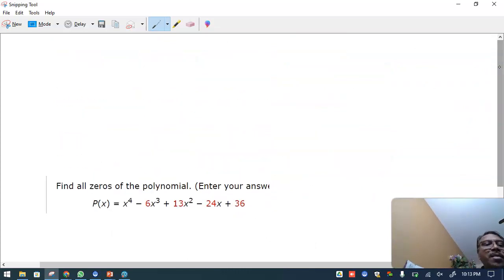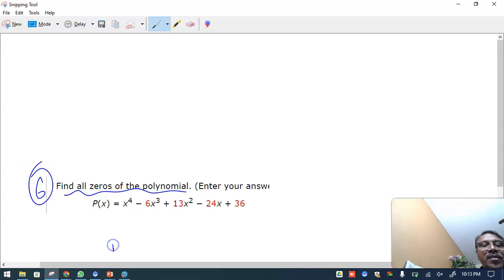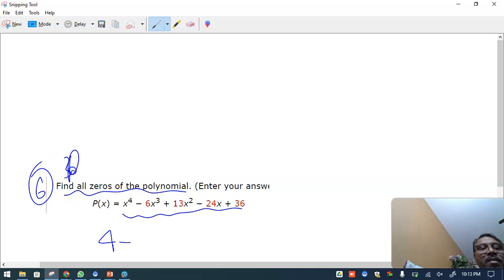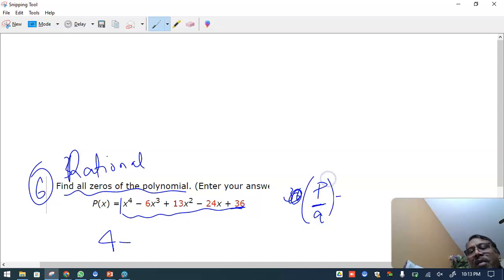So let's do another problem, practice problem 6. Find all the zeros. We need to try to figure out what are the 4 zeros. And the first thing is we need to plug this in. Remember, in the next lesson, the rational zero theorem says that if there is a 1 here and a 36, it's like p over q, and you try to find all the fractions possible. So first of all, what are the factors of 36?